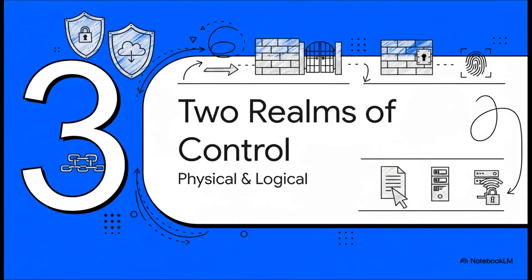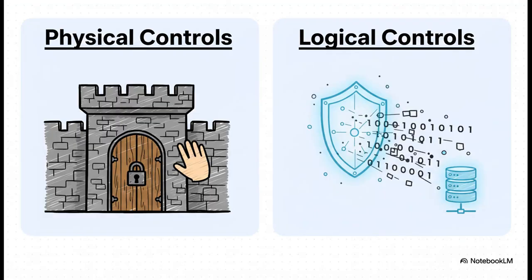Okay, so let's break this down a little more. All these security layers, they basically fall into two big categories, and it's a really important distinction to get. On one side, you have physical controls. These are things you can literally touch. Then, on the other side, you have logical controls. Sometimes you'll hear them called technical controls.